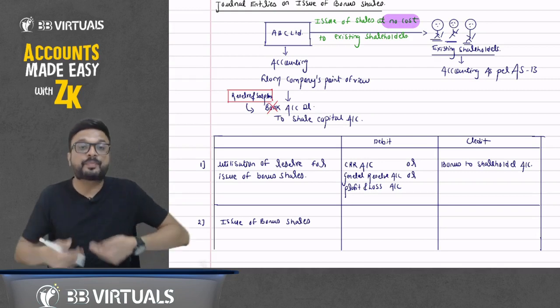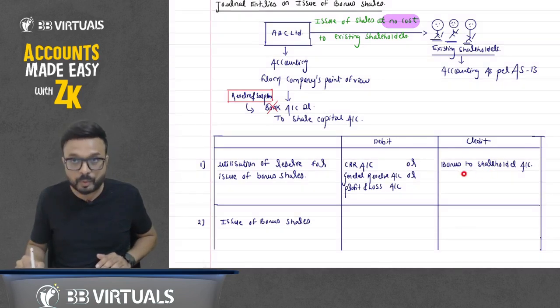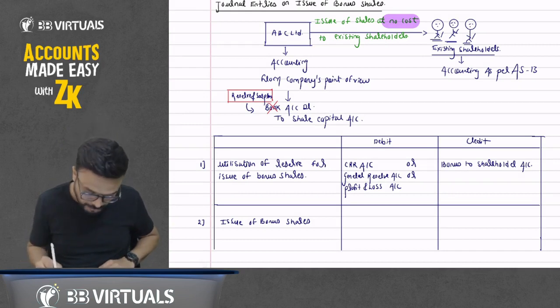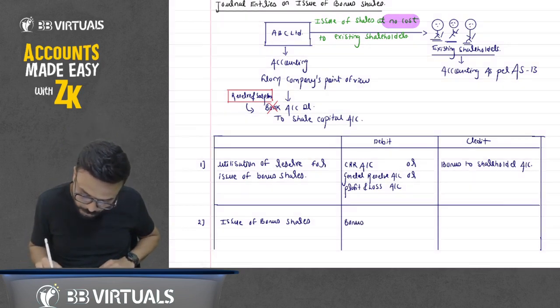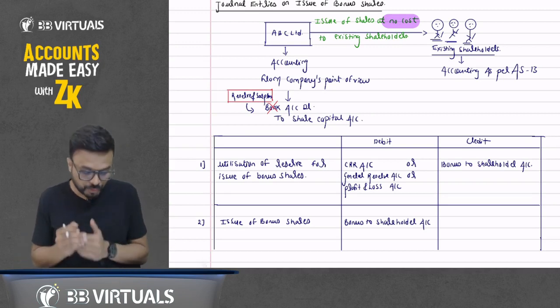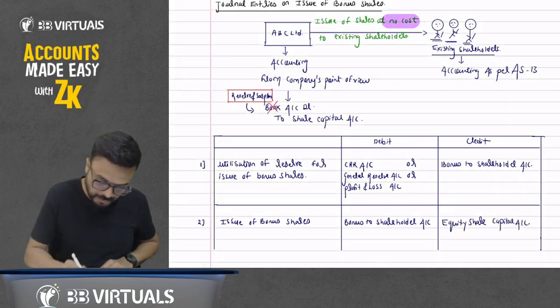So we are giving something to the shareholder. So we were liable to pay bonus to shareholder. Now we are giving something to the shareholder. So shareholders are the receiver here. So you will debit the bonus to shareholder account, and we are giving them equity share capital. So to equity share capital account.